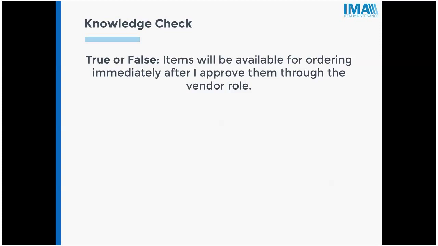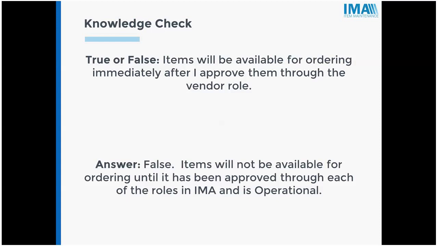Alright, quick knowledge check. True or false? Items will be available for ordering immediately after I approve them through the vendor role. This is false. Items will not be available for ordering until they have been approved through each of the roles within IMA and are operational. So just because you've approved it through the vendor role, it will still need to pass through all of the other roles before it can be ordered.